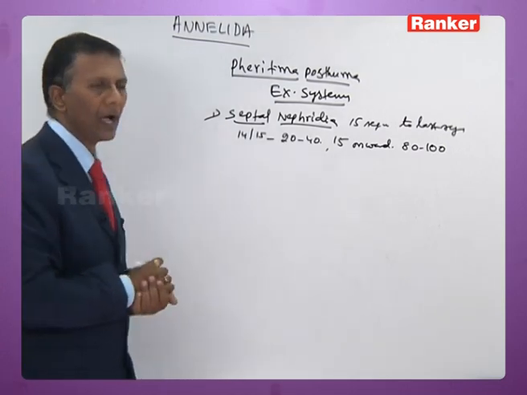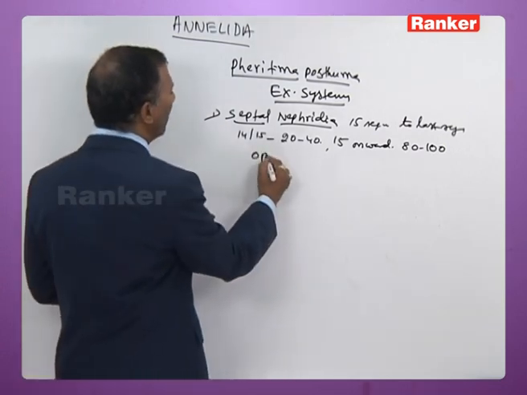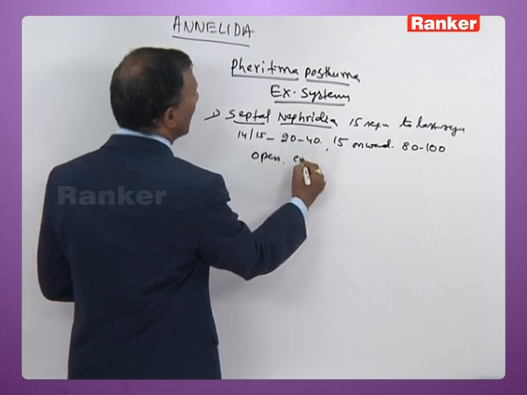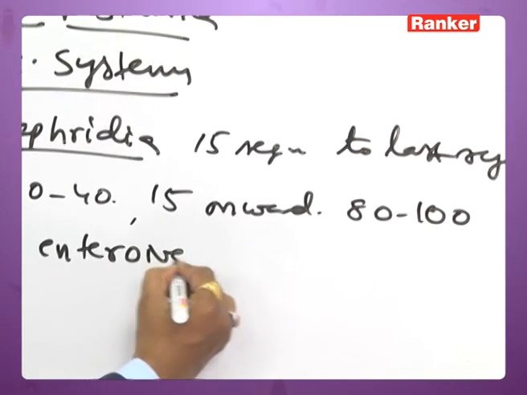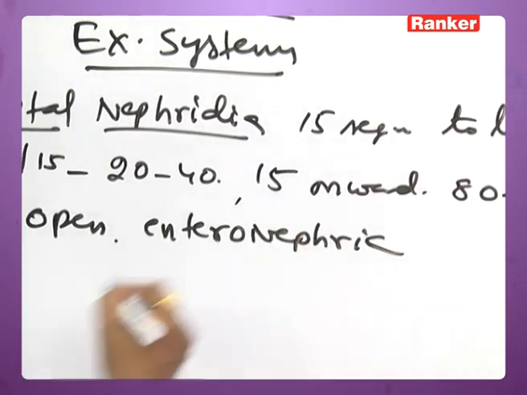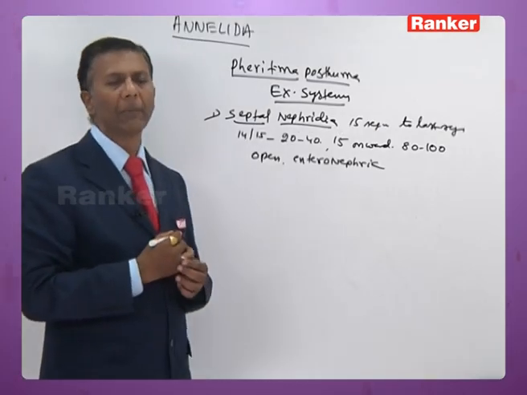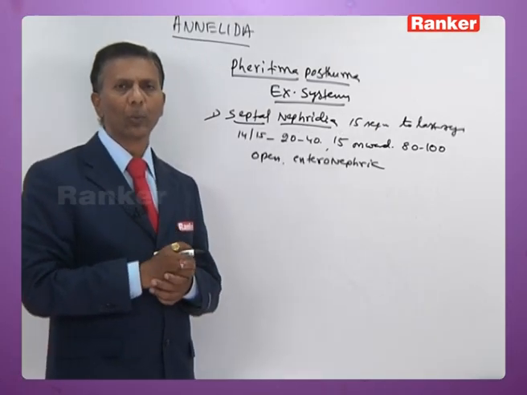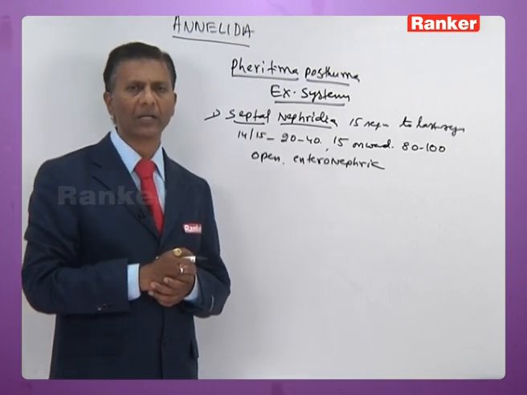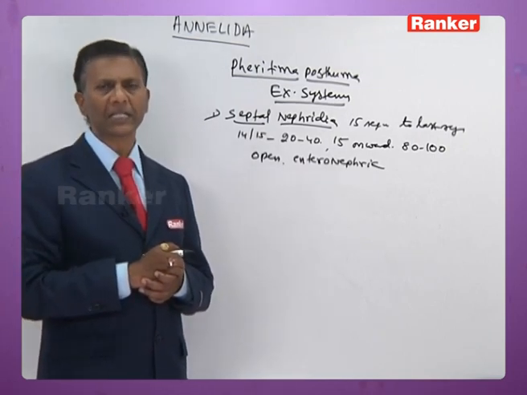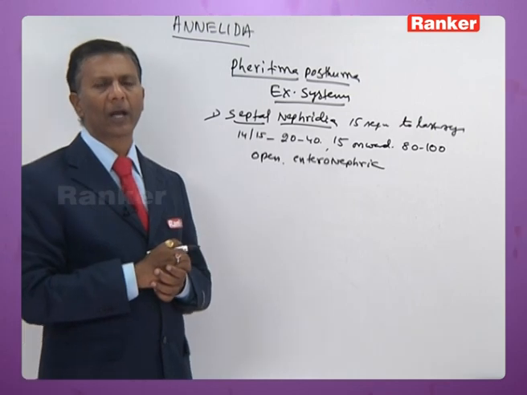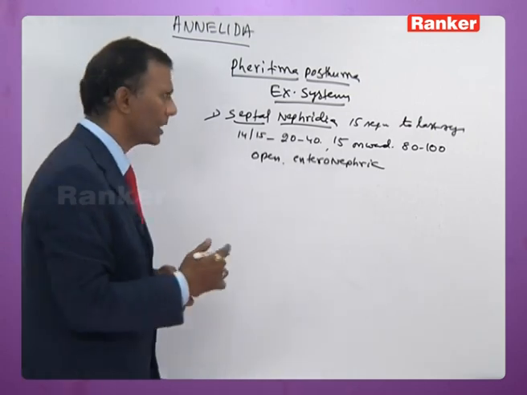The septal nephridia are open type with a nephrostome and they are enteronephric. They are enteronephric because they open into the alimentary canal through supraintestinal excretory canals. Besides excretion, septal nephridia are also meant for osmoregulation.